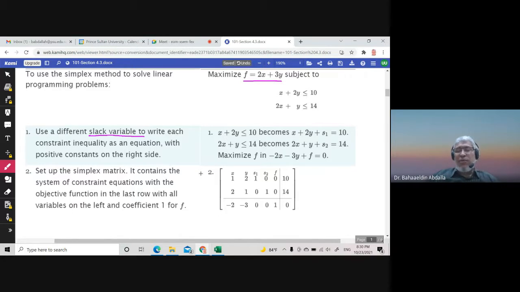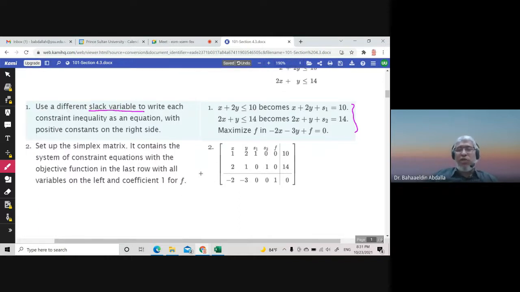The second step is to write these three equations in a matrix called the initial simplex matrix, in which we put the variables starting from x, y, then s1, s2, the slack variables, and f, the objective function. And we put the coefficients of each of these variables from equation 1. Coefficient of x is 1, coefficient of y is 2, coefficient of s1 is 1. There is no s2 in the first equation, so the coefficient is 0. There is no f in the first equation, so the coefficient is 0. And the constant term is 10.